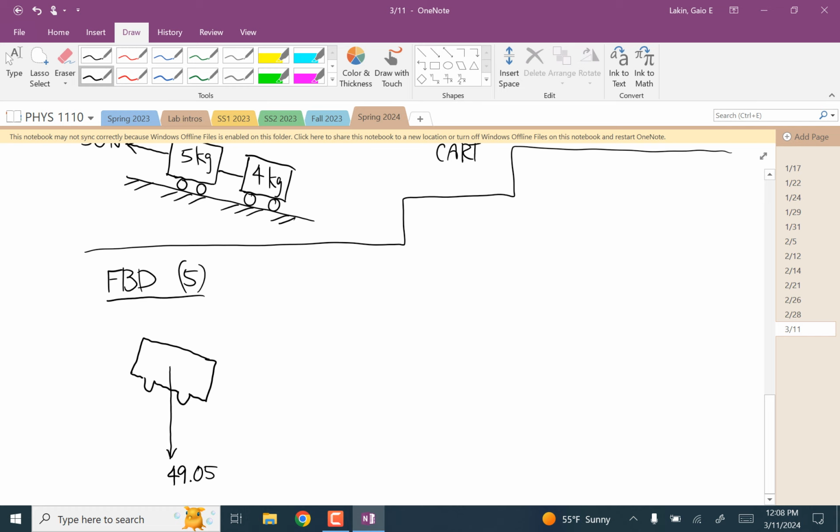And now that we've dealt with the weight force, all we have to do is go around the boundary of this and look for places where other objects contact the boundary. I guess first I'll do the one that's given. We know that there's a force going this way of 50 newtons.